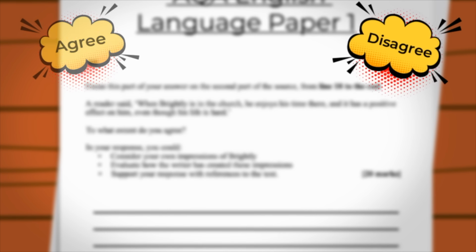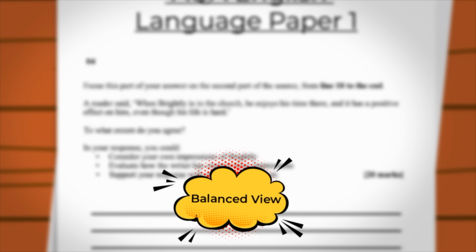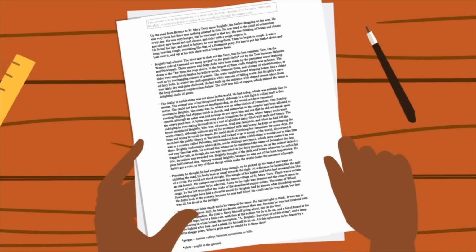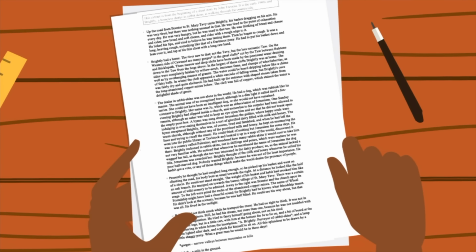So the first thing to say here is that you can agree, disagree, or have a balanced view. All three approaches are valid, so there's quite an element of free choice in this question. Now, as a 20-mark question, you should spend around 25 minutes on question 4, and that means you've got enough time to reread the section of the text in question and make your mind up whether you will agree or disagree or have that balanced view.